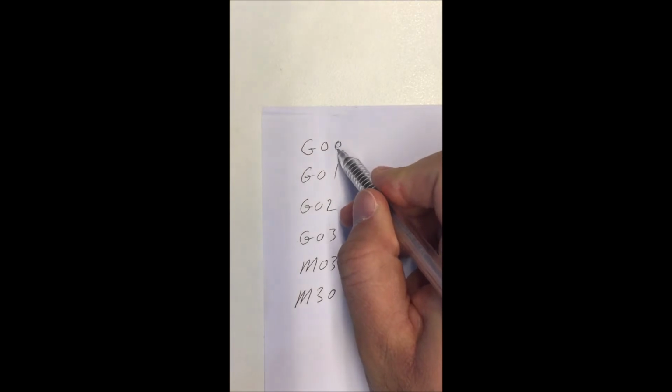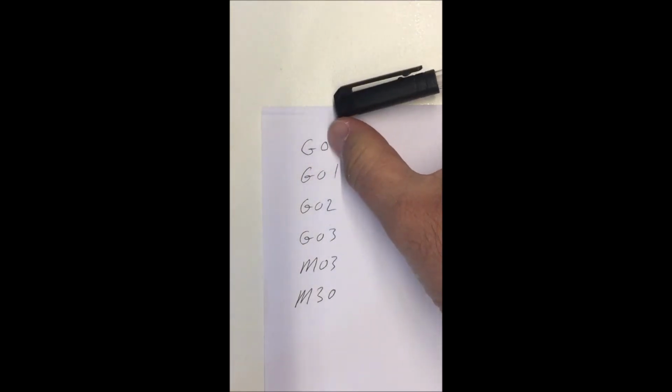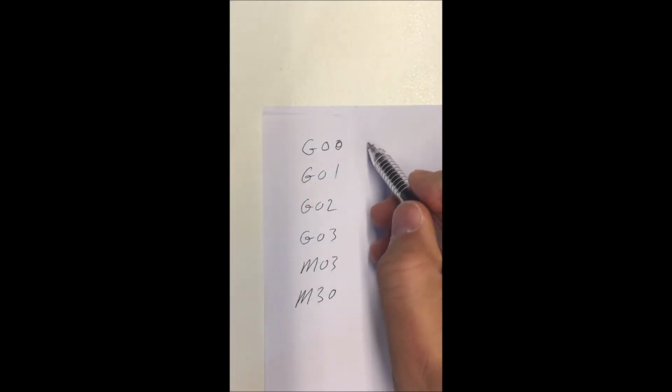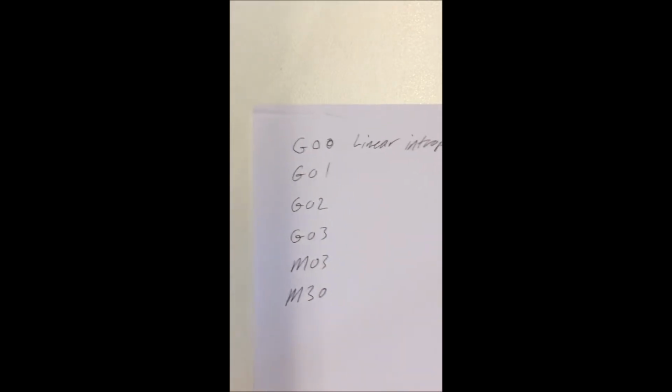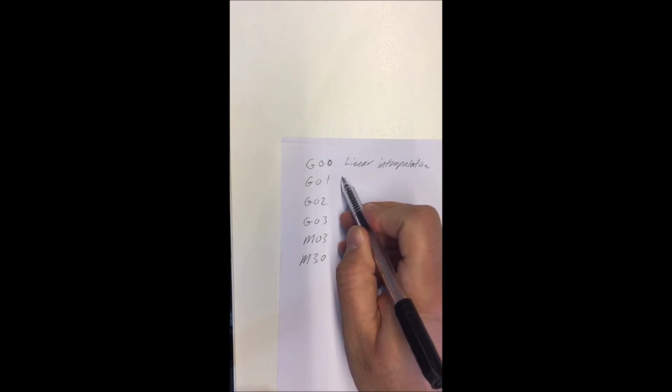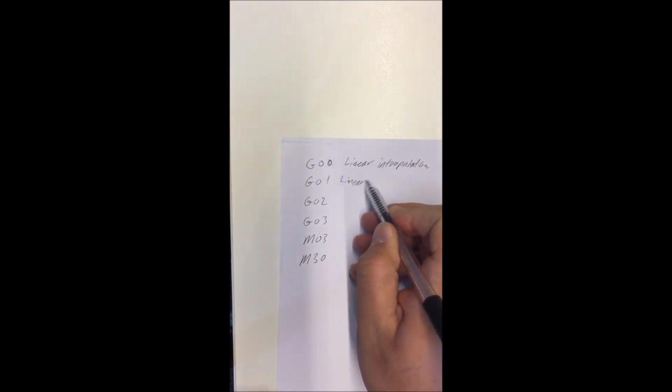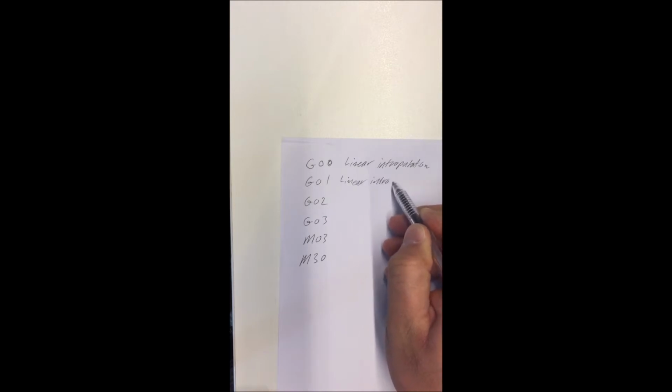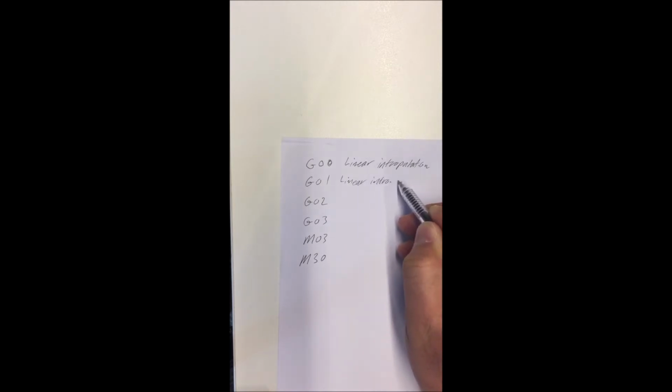So, G00, let's imagine that if I remove this O, it's going to be go. So, that's go, zero, doing nothing. So, this will be a linear movement, or linear interpolation, but with no action, there will be no cutting during this operation. The G01 is going to be once again a linear interpolation, but this will be with cutting.